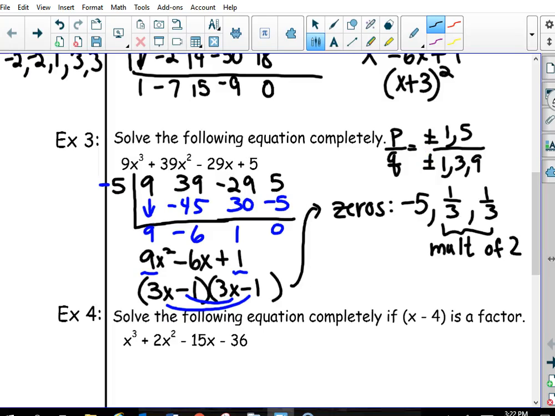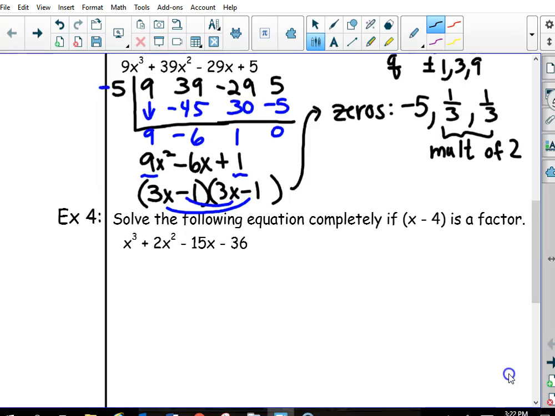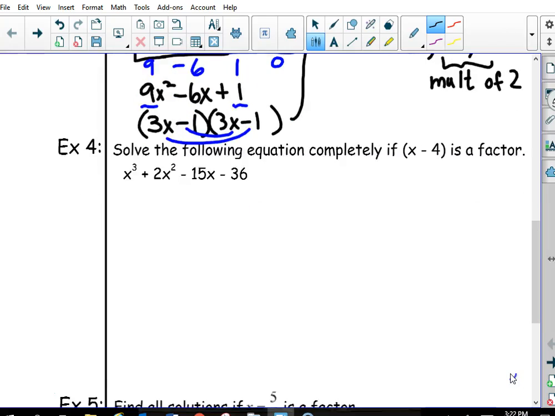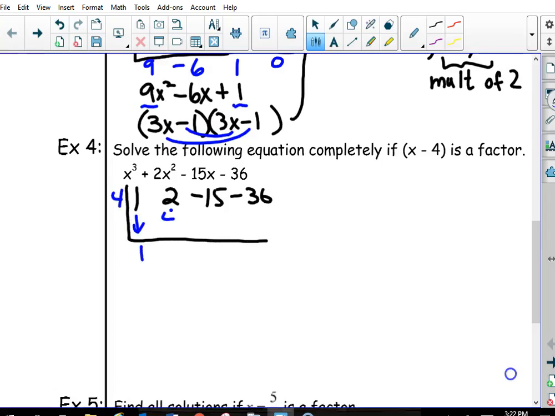Okay. Example 4, solve the following equation completely if x minus 4 is a factor. So they gave us a hint. We're going to do our synthetic division, and we're going to start with positive 4 as a 0. And then see what we have left. Four times 9 is 36. Yeah. We got a 0.